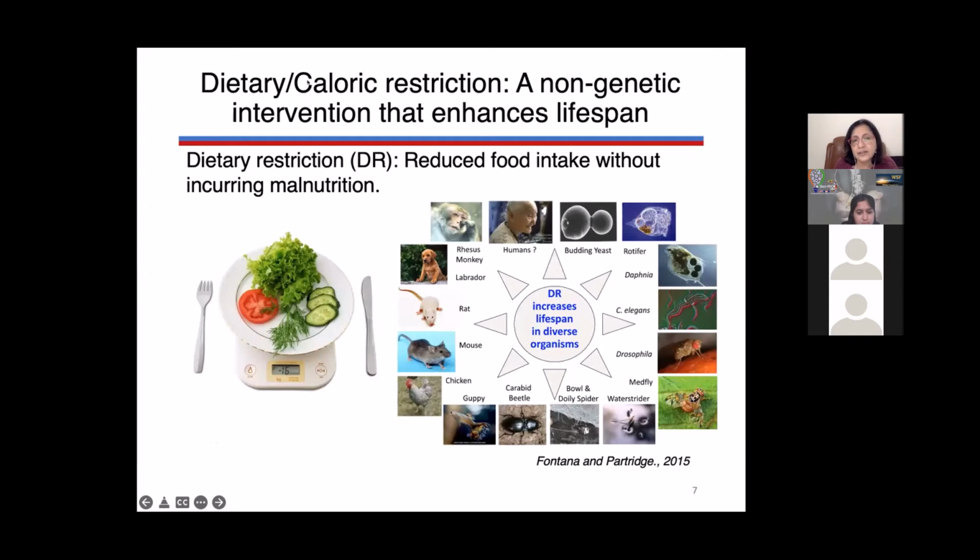This intervention is dietary restriction. Dietary restriction is reduced food intake without incurring malnutrition. Reducing food intake has been shown to extend lifespan in single cell yeast, in worms, in Drosophila, in rodents, and in non-human primates. And in humans, dietary restriction has been shown to improve metabolic health parameters.